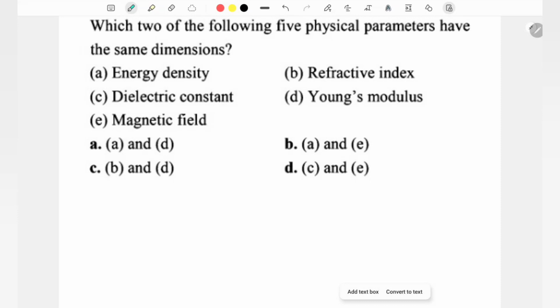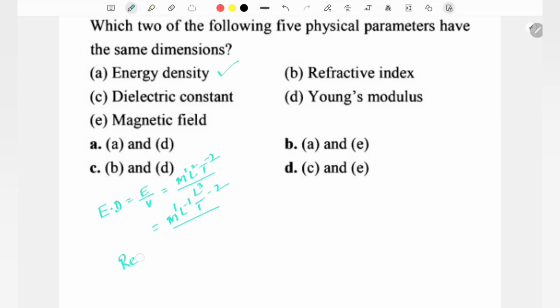Which of the following five physical parameters have the same dimensions? First one, energy density. Energy density is equal to energy per volume, which is equal to M power 1 L power 2 T power minus 2 divided by L cube. Then by simplifying we get M power 1 L power minus 1 T power minus 2, the dimensional formula for energy density.